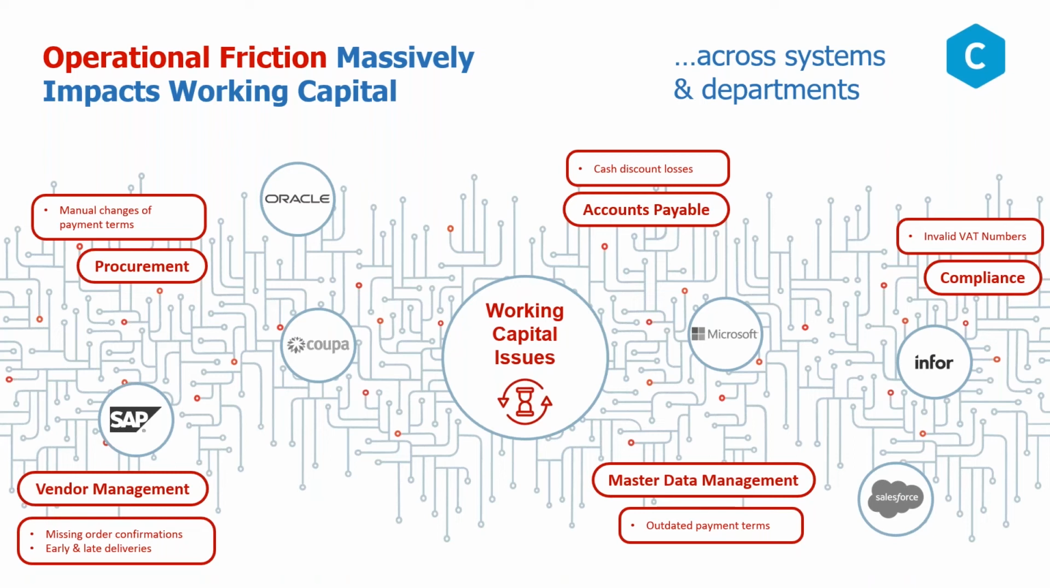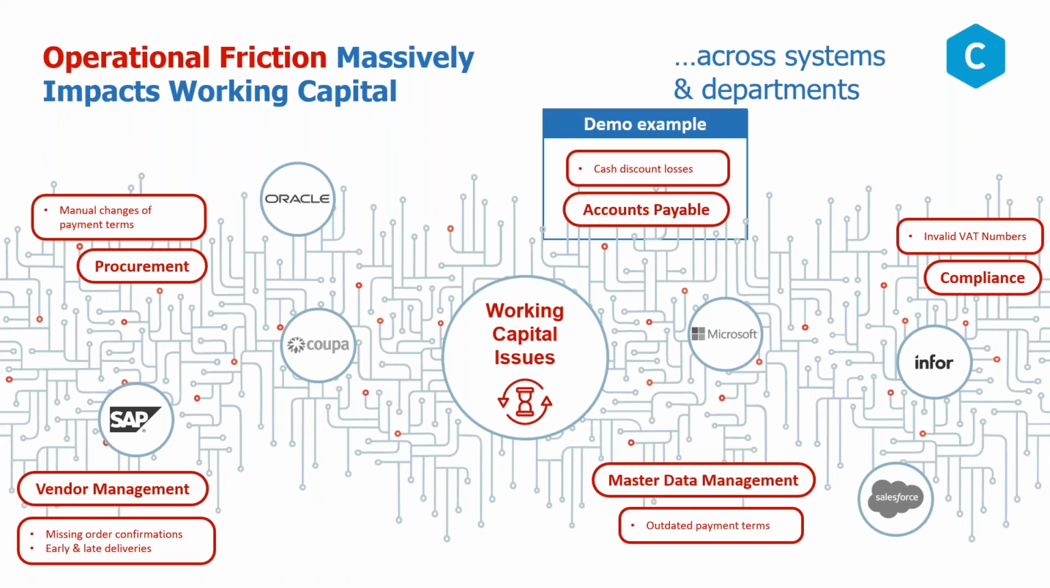You might have issues in compliance by means of invalid VAT numbers, preventing you from both paying and issuing the right invoices. And last but not least, when we look at the master data, you might also have outdated payment terms there, meaning that whenever you receive an invoice by the supplier, it might not coincide with your master data, therefore causing manual interventions and causing automation to drop. So how do we tackle this issue?